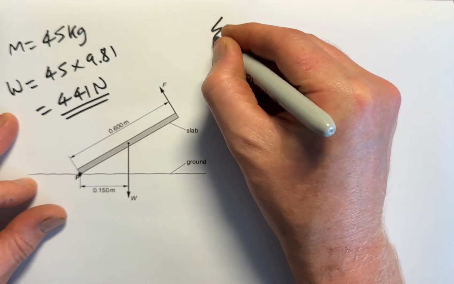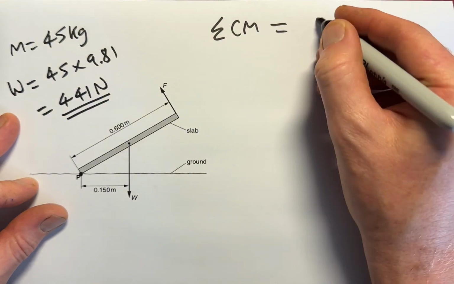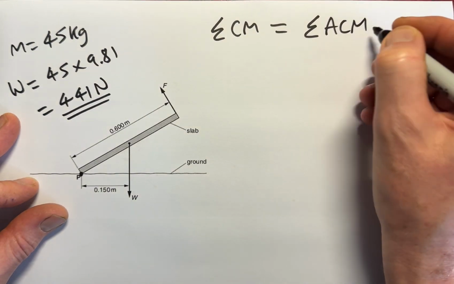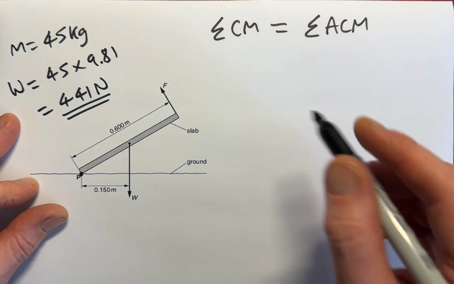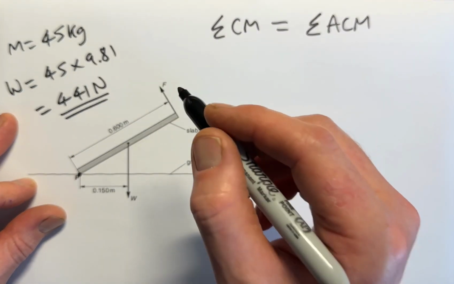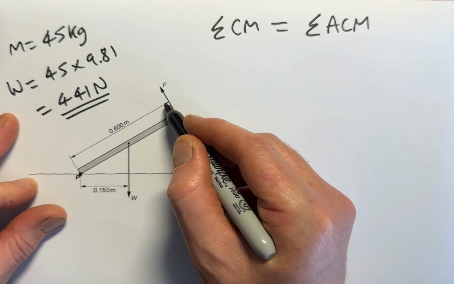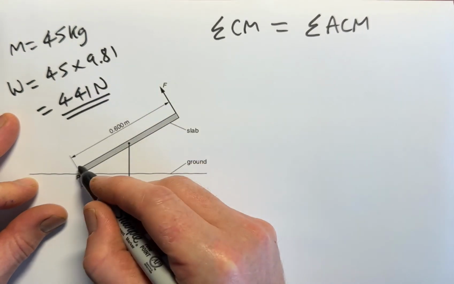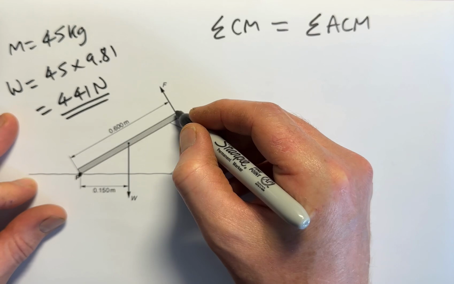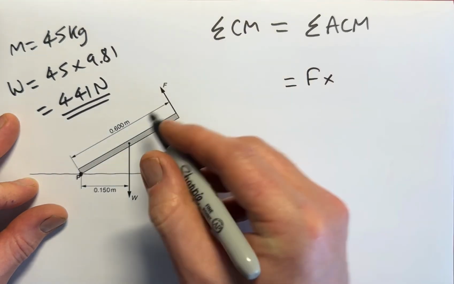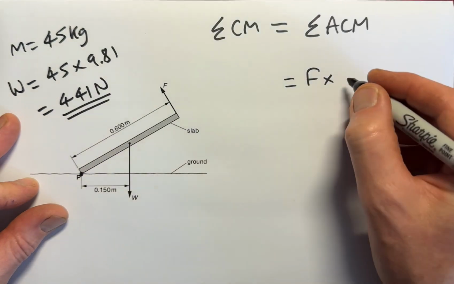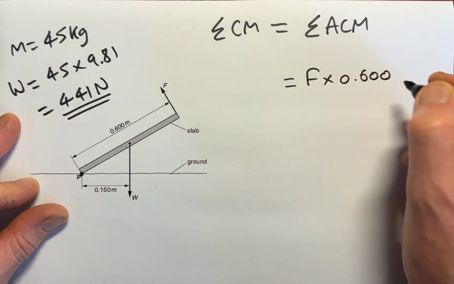Now, if everything's in equilibrium, we know that the sum of the clockwise moments is equal to the sum of the anti-clockwise moments. And we know that from the principle of moments. Now, a moment is a force multiplied by the perpendicular distance from the pivot point. So this force is acting anti-clockwise. So in the anti-clockwise direction, we've got F multiplied by its perpendicular distance from this pivot, which is 0.600.